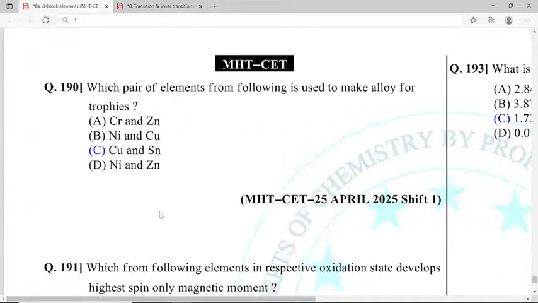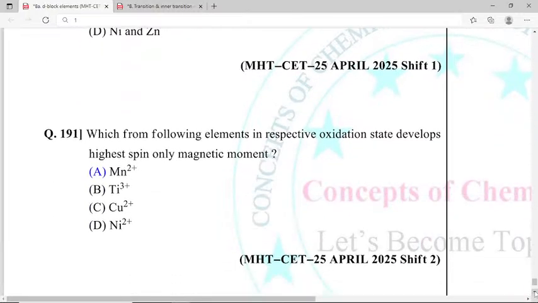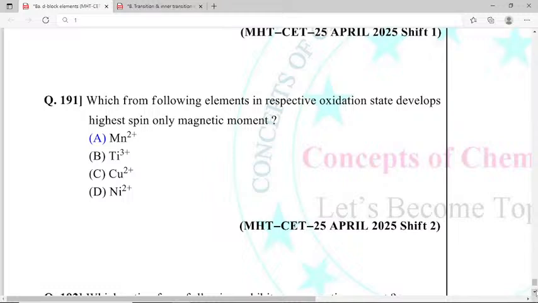Which pair of elements from following is used to make alloy for trophies? Copper and tin, so it is bronze. Used for making trophies, medals, statues because it is non-rusting and non-corrosive.